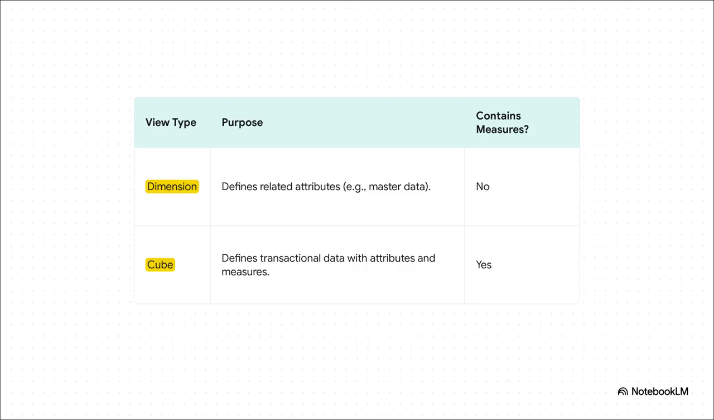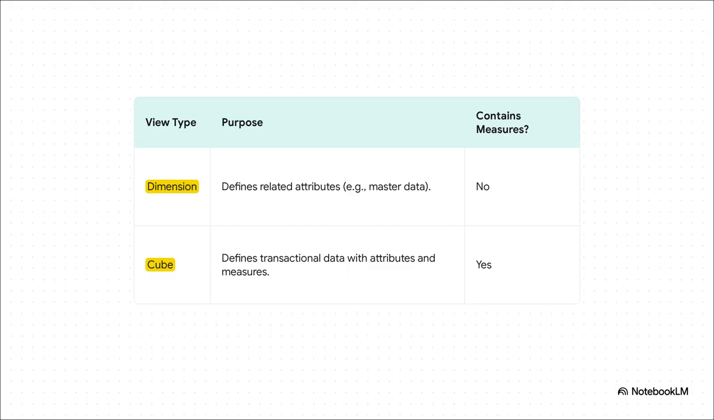Now, there are basically two main flavors of these calculation views. First up, you've got the dimension type. This is what you use for modeling your master data. Groups of related attributes like customer details or product info. The key thing to remember is they don't have any measures, no numbers to crunch. The second type is the cube. This one is designed for your transactional data. This is where you bring together your attributes with your measures, the actual numbers like sales amount or quantity that you want to analyze.